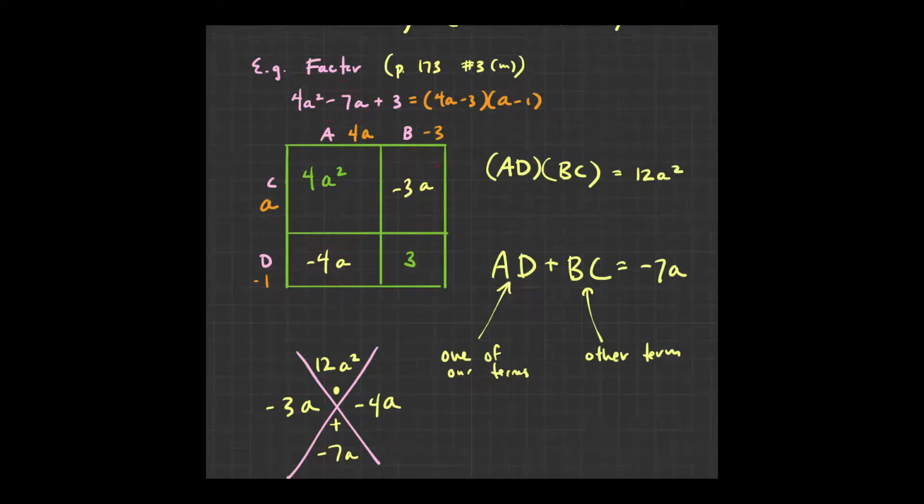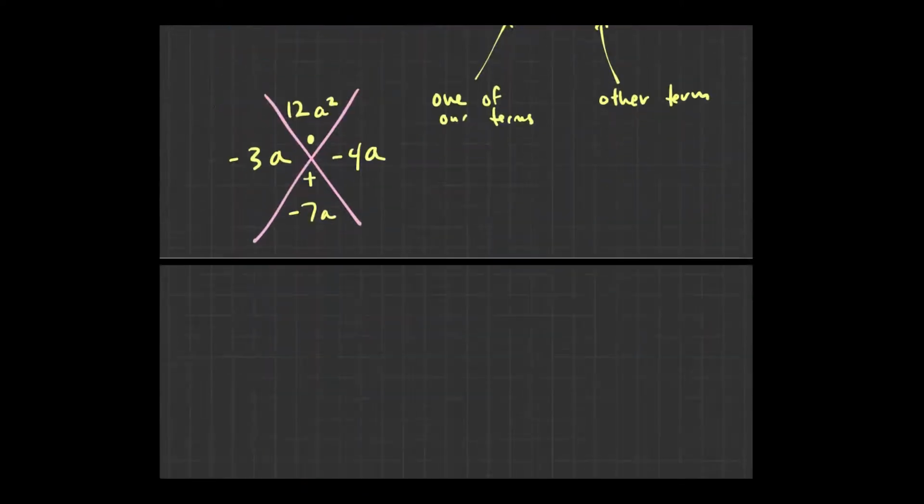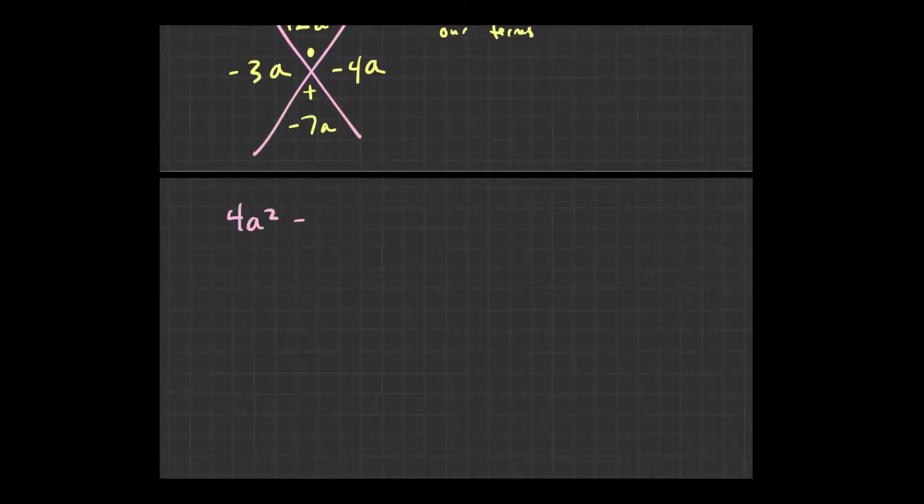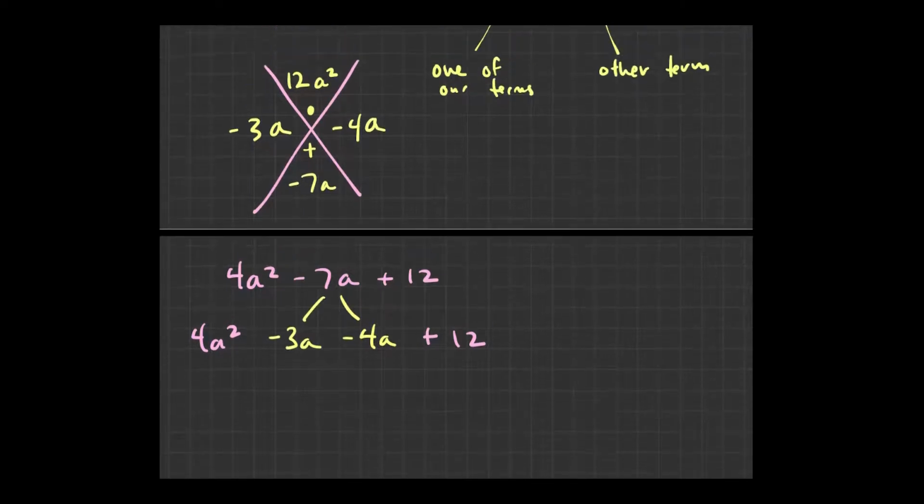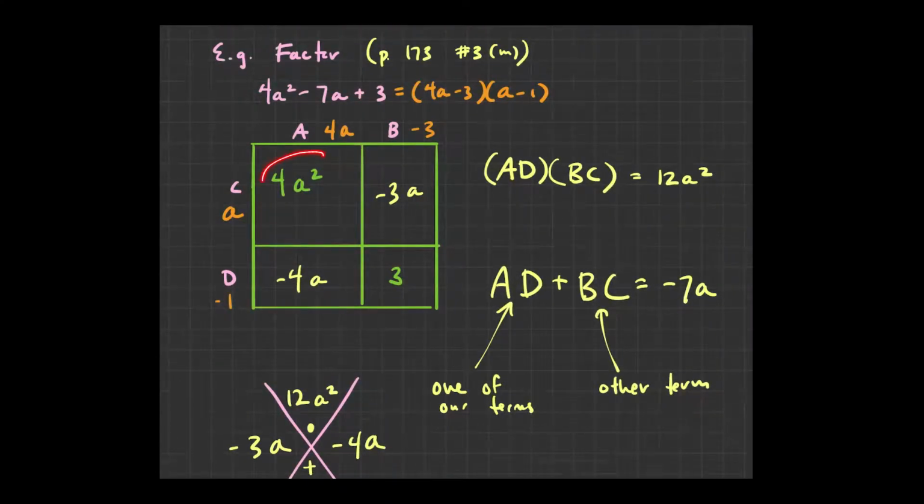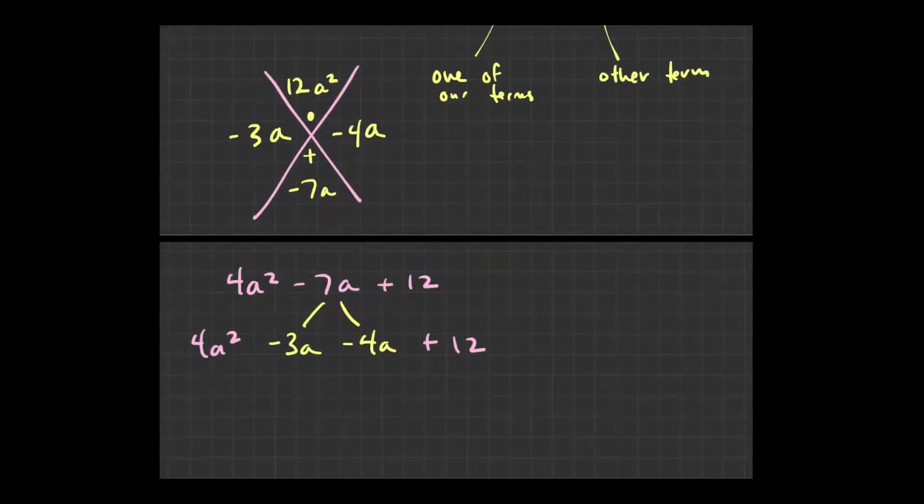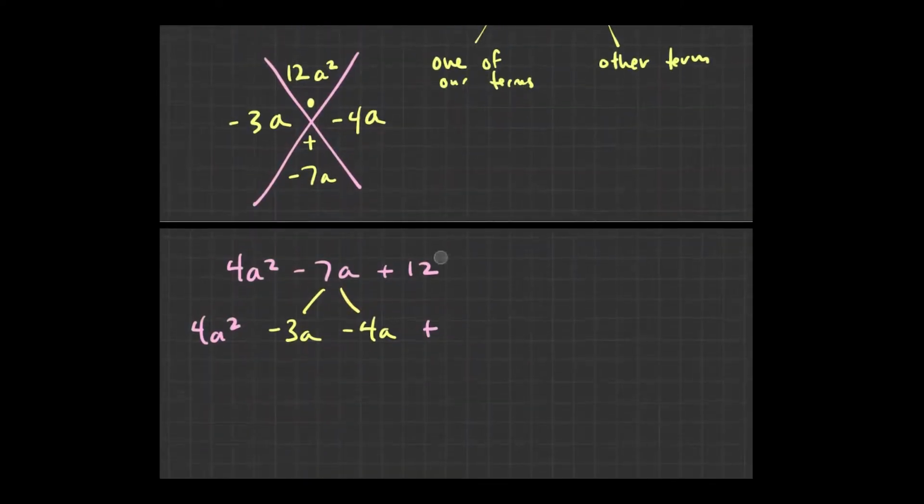When you don't use the diagram, it's almost exactly the same thing. So what was it? 4a squared minus 7a plus 12. You do almost the same thing, except you turn this -7a into -3a minus 4a, like that. So you're pretty much just doing the same thing again, right? Like it's 4a squared minus 3a minus 4a plus 3, right? Oh, this should be plus 3, my bad. Plus 3. So it's pretty much the same thing.